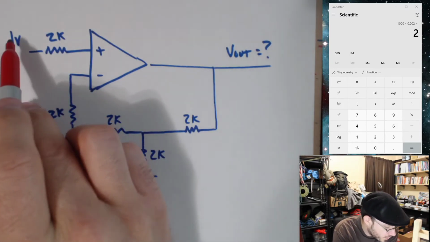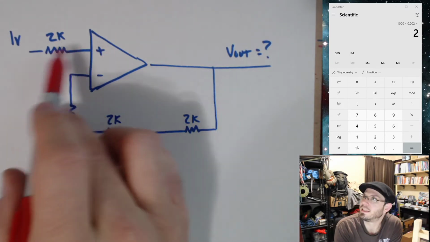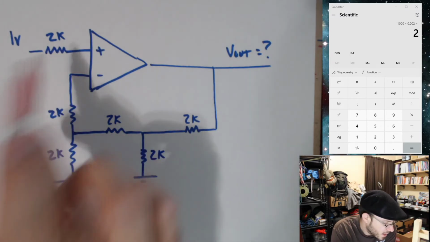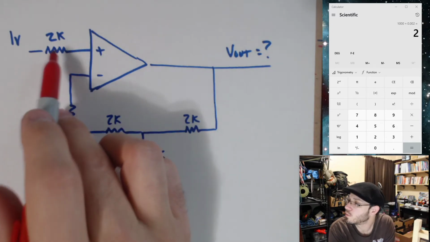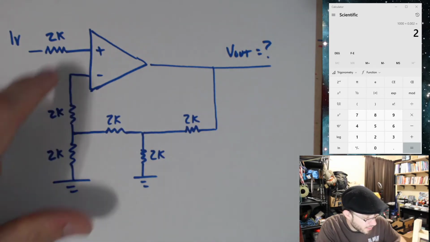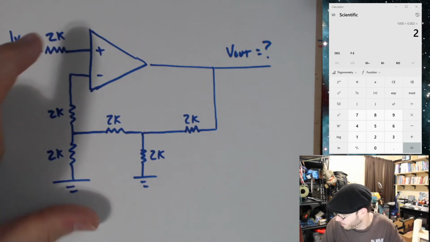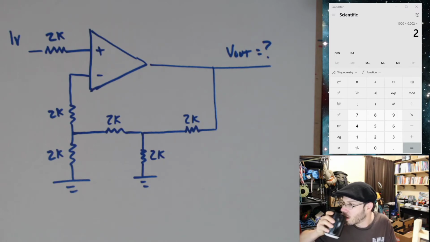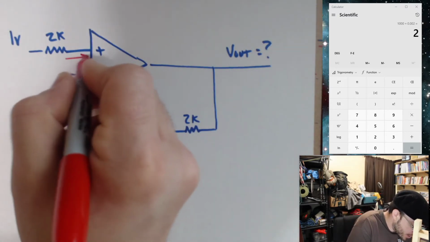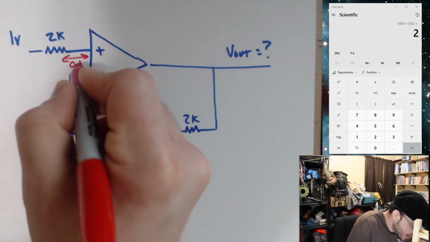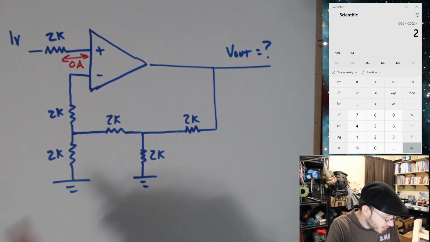I have 1 volt over here, but notice I have this resistor in my path. So, does that change anything? Let's see. What's my voltage drop across this resistor? Someone type that into chat. What's my voltage drop across this resistor? Yeah, 0 volts, right? Because rule number 1, no current in or out of these inputs. Yes, thank you for typing that in.